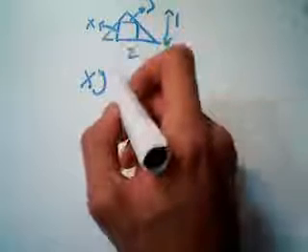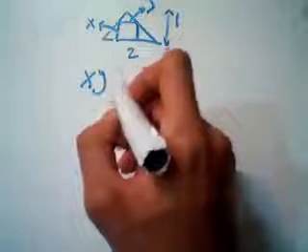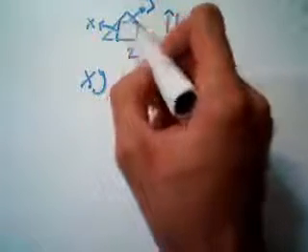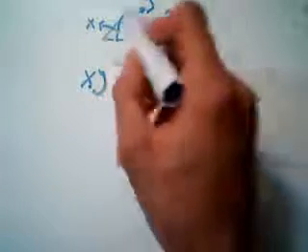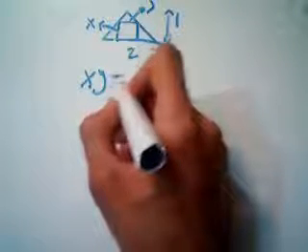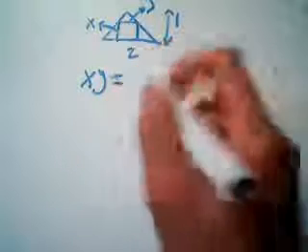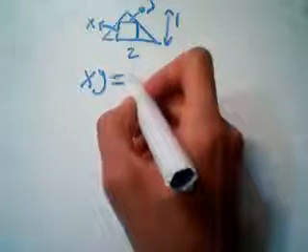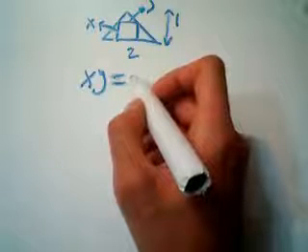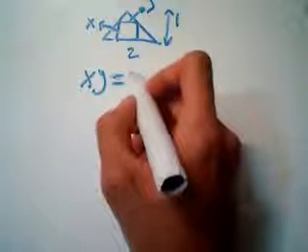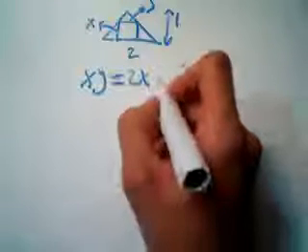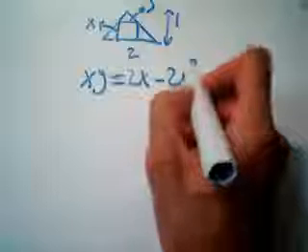And according to the relationship the lengths here have, which I'm not going to talk about in detail, that would be equal to 2x minus 2x squared.